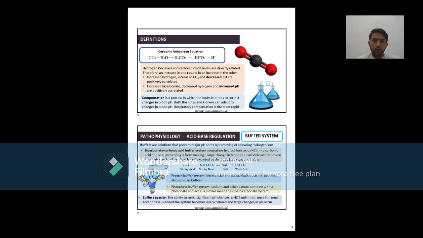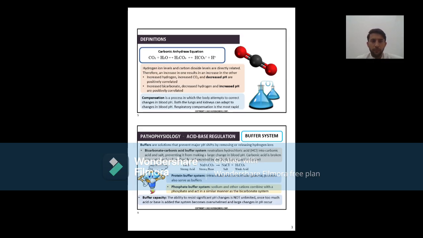We have one of the important mechanisms which we call compensation. It is a process in which the body attempts to correct the changes in blood pH. We have two compensatory mechanisms: one is the kidney and the other is the lungs. The lungs are more active due to the neurological supply. For example, the medulla oblongata is activated earlier and it compensates the whole process more rapidly. Comparatively, the kidney takes hours, and the respiratory response takes seconds to minutes.